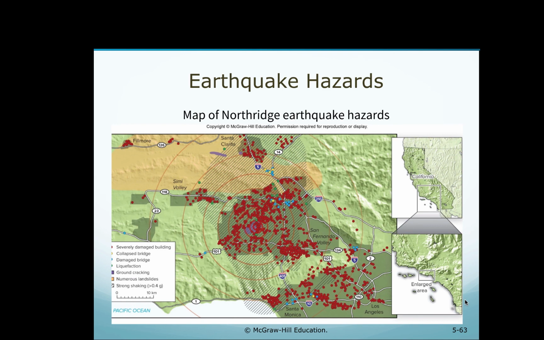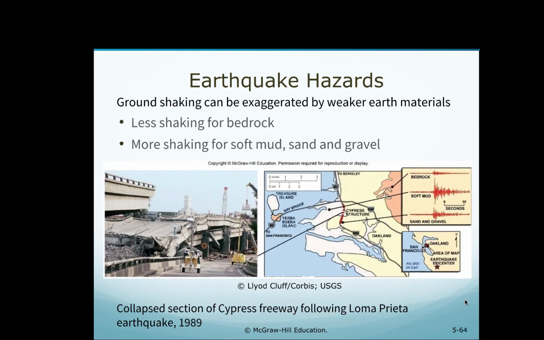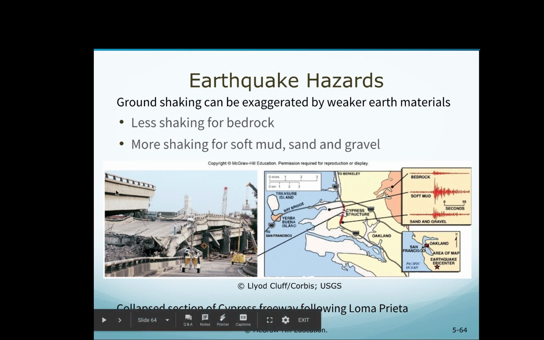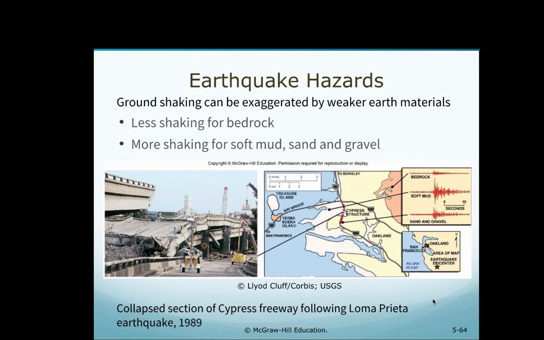Here's the map of the Northridge earthquake, where different things had occurred. Like this bridge, this part of the bridge was up here, and it just fell onto the lower level. The ground shaking can be exaggerated by weaker earth materials. There's less shaking for bedrock. There's more shaking for soft mud, sand, and gravel.